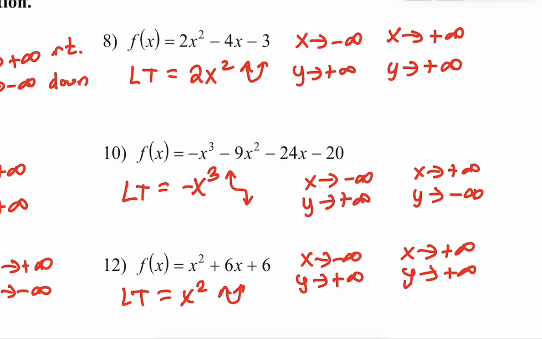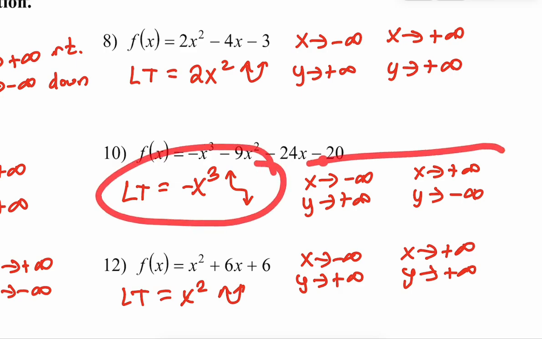So end behavior, don't get hung up on the notation. Left is always x going to negative infinity. Right is always x going to positive infinity. Those don't change. And then is your y going up or down? If it goes up, that's positive infinity. If it goes down, it's negative infinity. This is very easy to determine. Just make sure you know the notation.